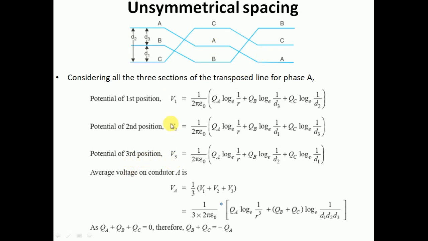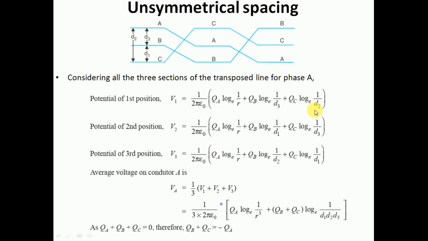Once after finding the potentials at these 3 points of this conductor A, we can write the average potential of this conductor as 1 by 3 into V1 plus V2 plus V3. Now taking 1 by 2 pi epsilon 0 common from them, while adding these three terms, if you are taking QB common from them, we will be getting inside the bracket the term natural log of 1 by d1 d2 d3. Similarly, if you are adding these three terms while taking QC common from that, then you will be getting inside the bracket natural log of 1 by d1 d2 d3.